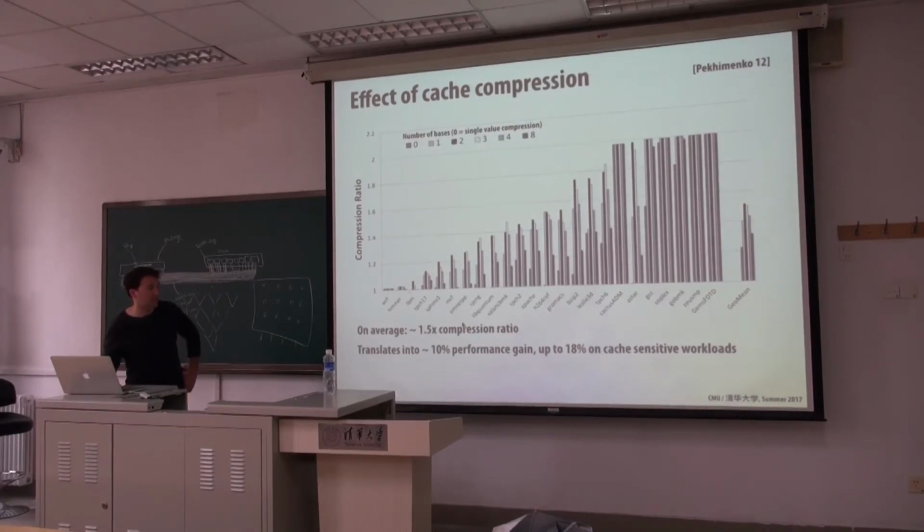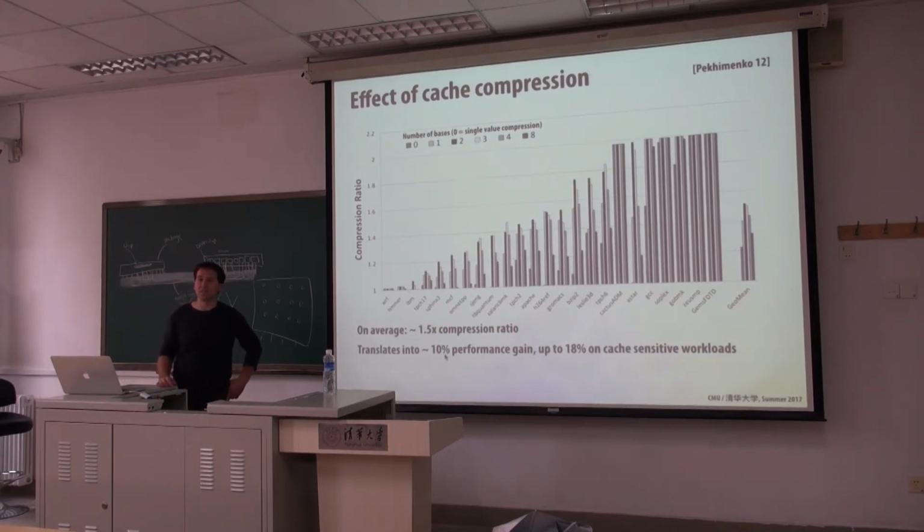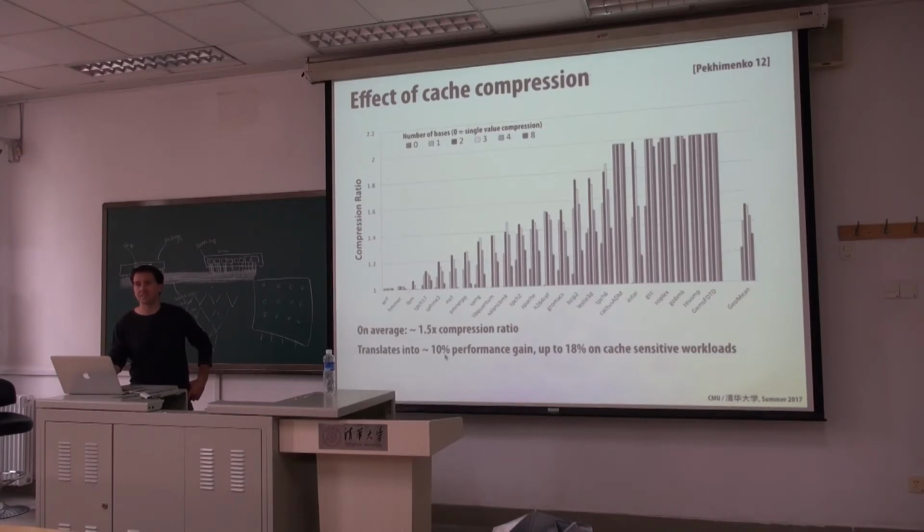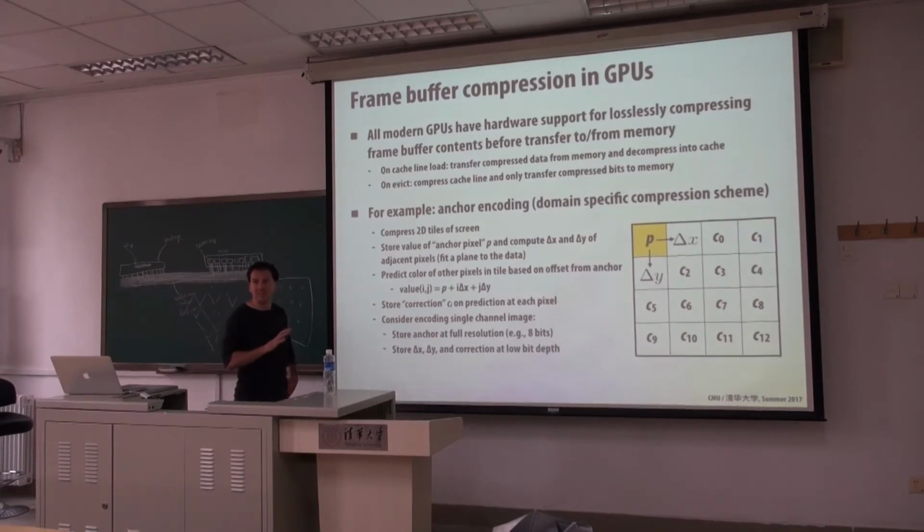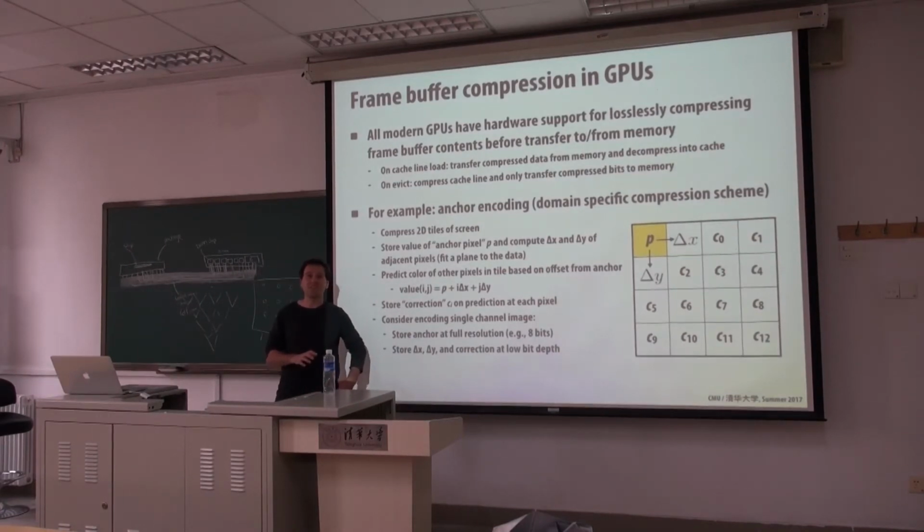So on average, he was able to get about 1.5x compression with his 2 bases, where one of them was 0. And that translated into about 10% faster performance, because the applications had more cache hits. Now, if you think this is sort of kind of fun and crazy, all modern GPUs, when they're rendering graphics, not when they're running CUDA, do really crazy compression on the image that they are creating.